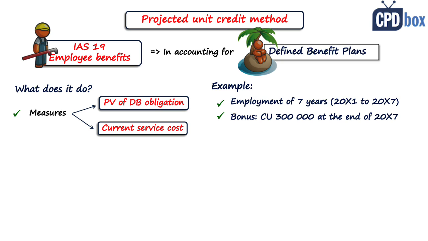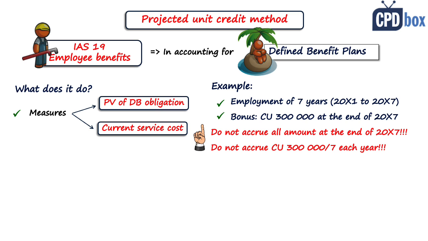Now let me tell you what not to do. Do not accrue all amount in profit or loss in 2007. Your employee earned this amount over 7 years and not solely in the year 2007. And the main principle is to recognize the cost in the period when the employee works. So over 7 years.